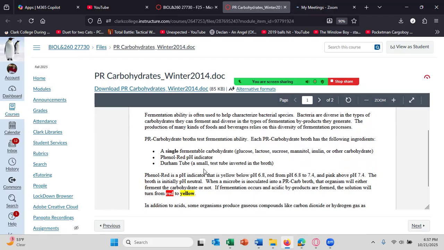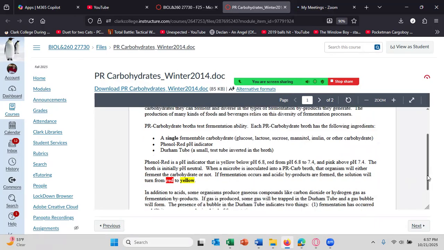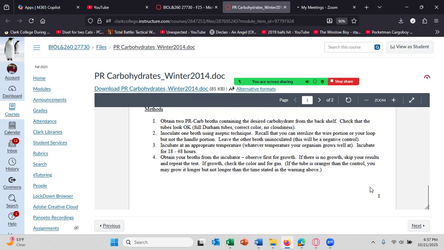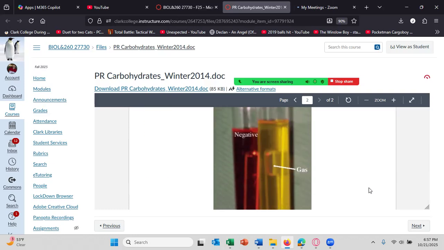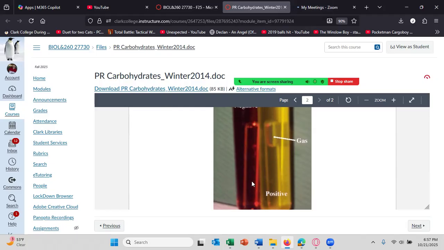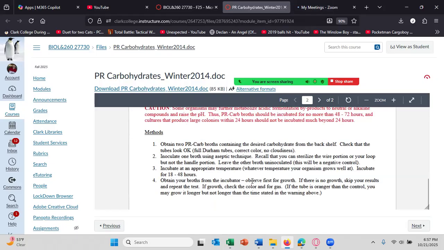There will be a single fermentable carbohydrate in the tube. It could be glucose, lactose, sucrose, mannitol, inulin, or some other carbohydrate. For the PR lactose test, it'll be lactose. It has the pH indicator and a Durham tube inverted in the big tube of broth. Let me show you a picture there. So there is the inverted Durham tube, and then it's got the results.